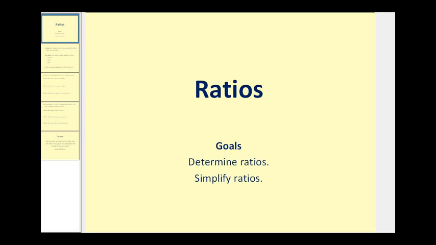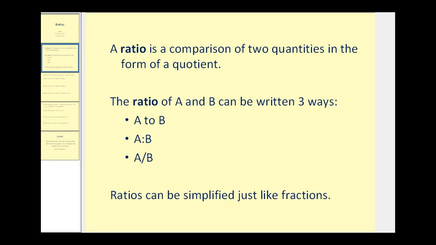The goals of this video are to determine ratios and also to simplify ratios. A ratio is a comparison of two quantities in the form of a quotient. The ratio of A and B can be written three different ways: A to B, A colon B, or A divided by B written in fraction form. And ratios can also be simplified just like fractions can. So let's go ahead and take a look at some examples of how we can create ratios.